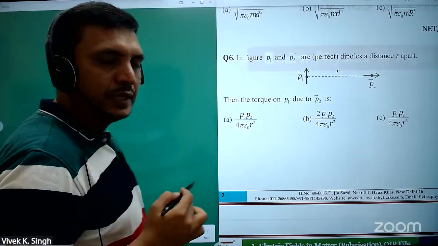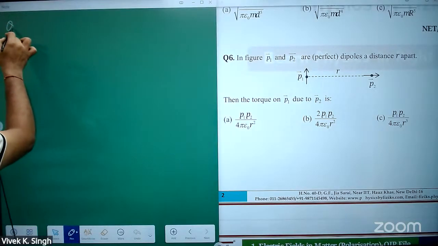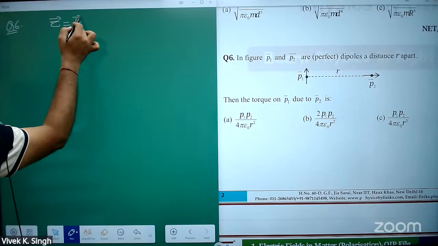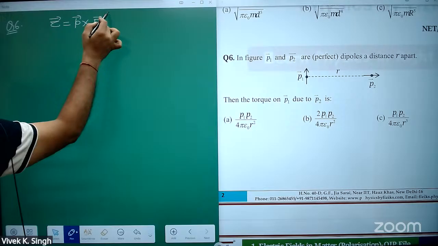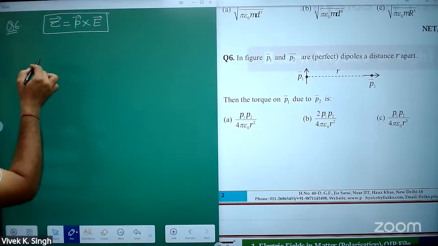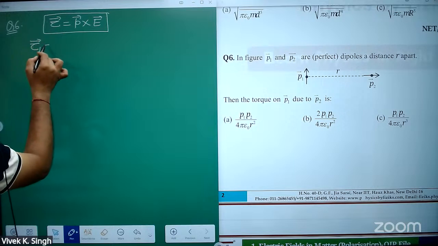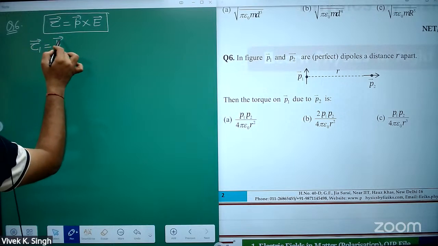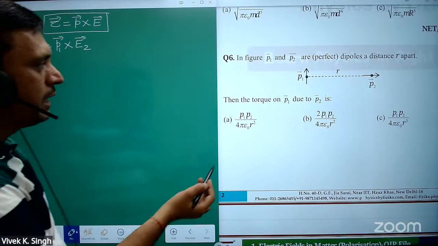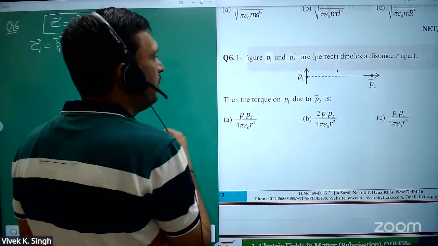So you know that whenever a dipole is placed in an external field, it will experience a torque. And that torque is given by P cross E. Torque experienced by the dipole is P cross E. So you have to find torque on 1. So this is P1 cross E2, the torque on dipole 1 due to P2. So at this point, you have to find the electric field due to P2.